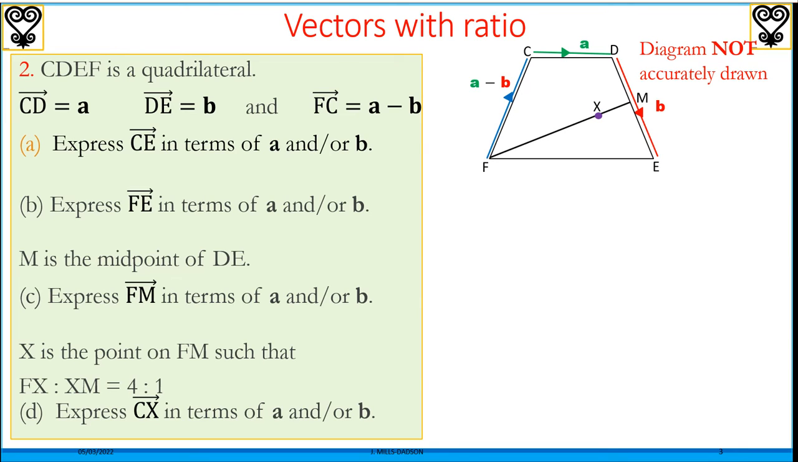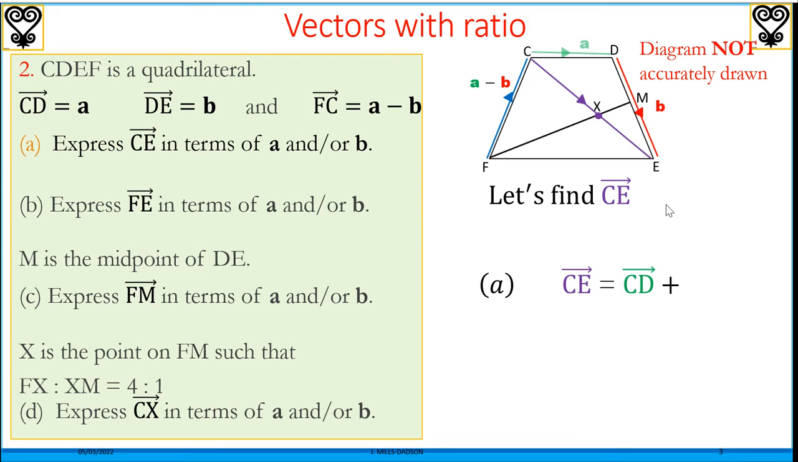Hope you've done that. Remember, in an exam, this will be bare. So you check CD. CD, you put the arrow, that is A. DE, D is downwards, so that is also B. FC, that is upwards, A minus B. Before you start, we want CE. CE could be vector CD plus vector DE. And that will give us A plus B.